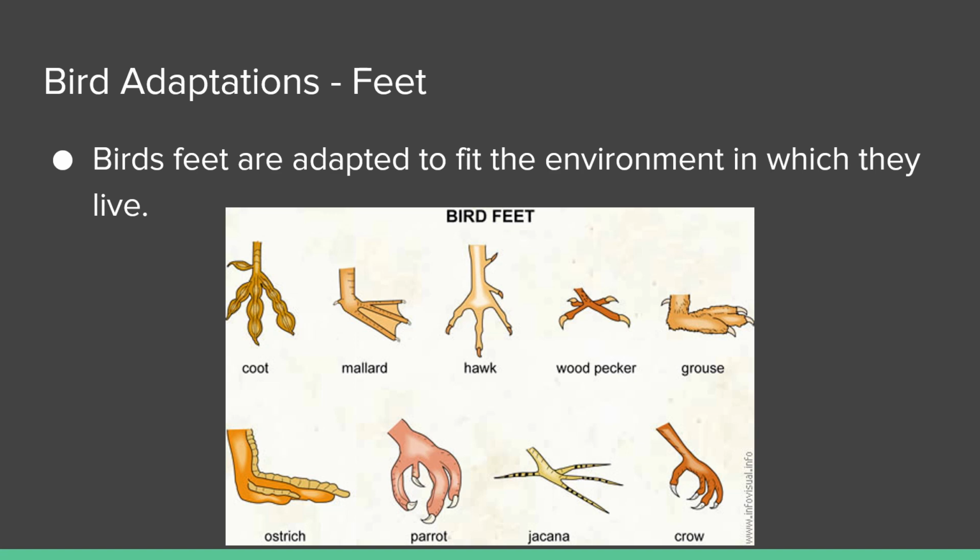All right, the next adaptation that we want to talk about with birds is their feet. Okay, birds' feet are adapted, meaning they have unique characteristics to fit the environment in which they live. Okay, which of these, let's say, do you think would be best for perching? Perching on top of a fence or on top of a wire, maybe a telephone wire, something like that.